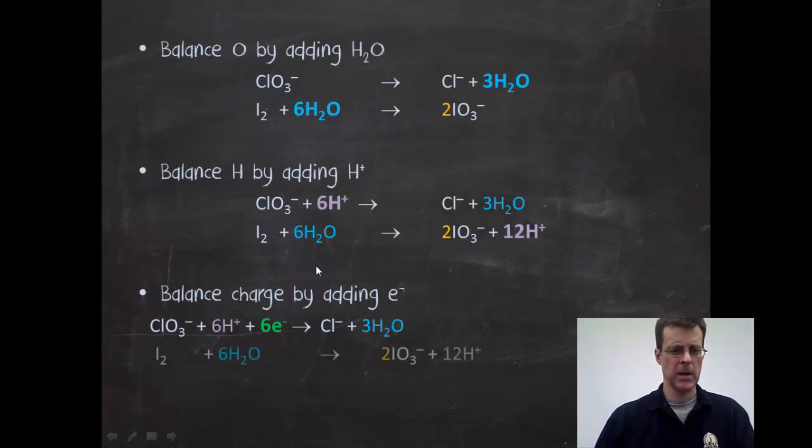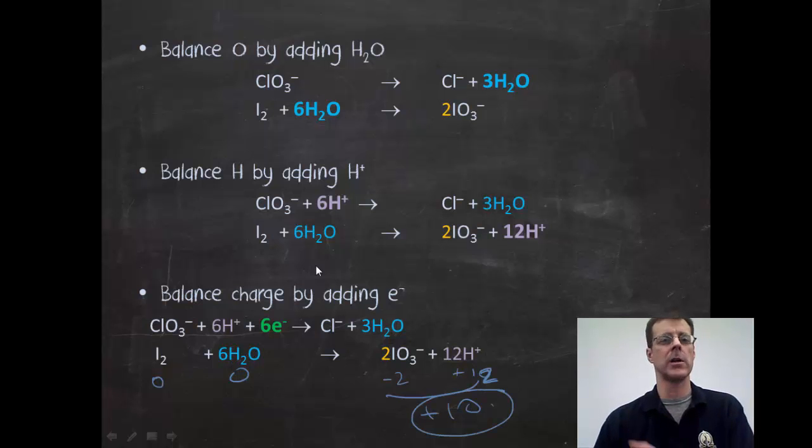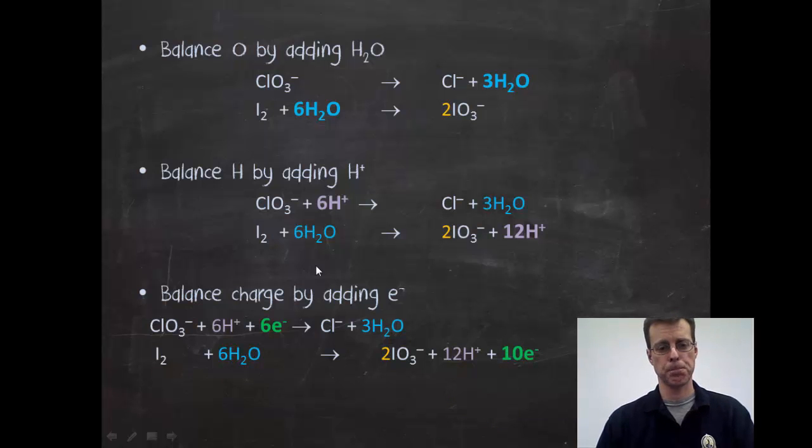Next one, no charge. No charge, -2 plus 10, plus 12, I'm one step ahead of myself, plus 12, total is plus 10. I need to bring that down. I take the one that's more positive, bring it down to the one that's more negative. Well, this one's a 0. So what I'm going to be doing is adding 10 electrons to balance the 10 positive charges. So 10 electrons. Now, we already knew, kind of running into this before, that we had an unbalance of electrons.